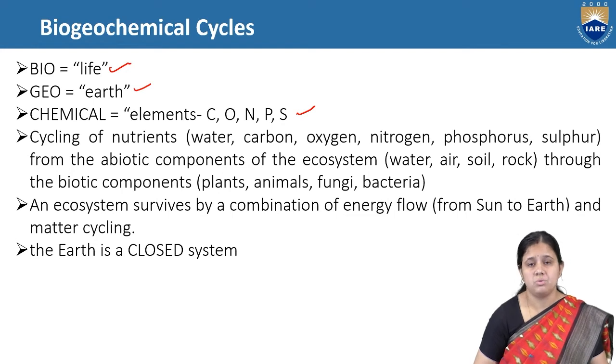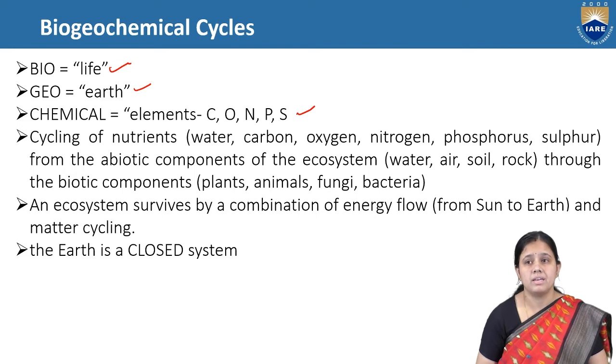So it is a cycling of nutrients like carbon, oxygen, hydrogen, nitrogen, phosphorus in the atmosphere with the help of some biotic and abiotic components. It is the combination of an energy flow. Ecosystems survive by the combination of energy flow from sun to earth and matter cycling. The biotic components obtain energy from the sun, and then they cycle this energy to the different trophic levels. This is the main meaning of the biogeochemical cycle.